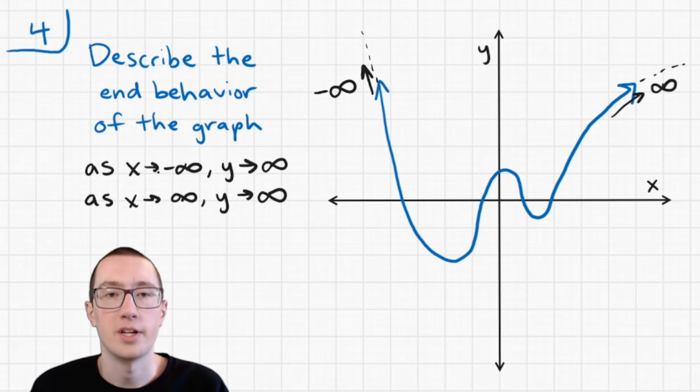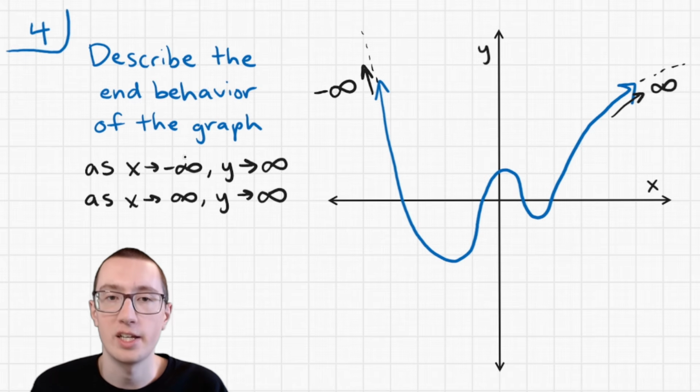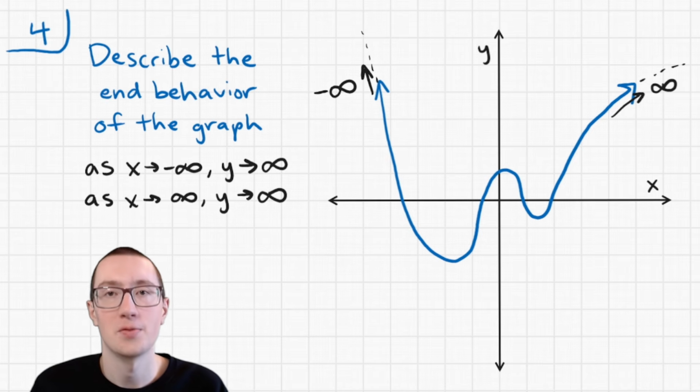So there we go. Our final end behavior is: as x approaches negative infinity, y approaches infinity. And as x approaches infinity, y also approaches infinity. There's a lot of infinity signs, but that's because the graph doesn't actually end. So there we go. This is our final answer.